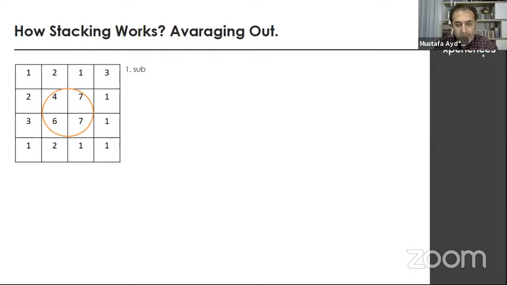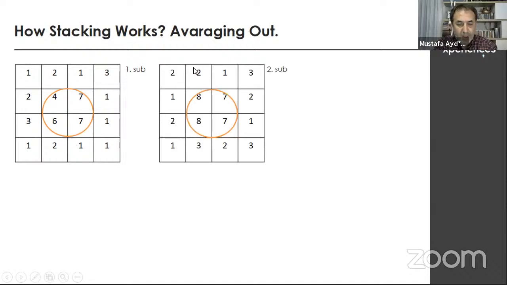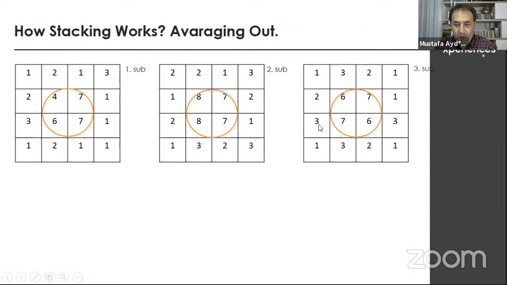So let's say we have a sub with these values. I kept the values low so it would be easy to calculate. You can see 1, 2, 1, 2, 3, these are the values that your pixels take. And in the middle, 4, 7, 6, 7. Let's say there's a galaxy here because the values are getting higher. In the second one, every square is a pixel, and again there's the same galaxy here. And in the third sub, again, there's the same galaxy here.